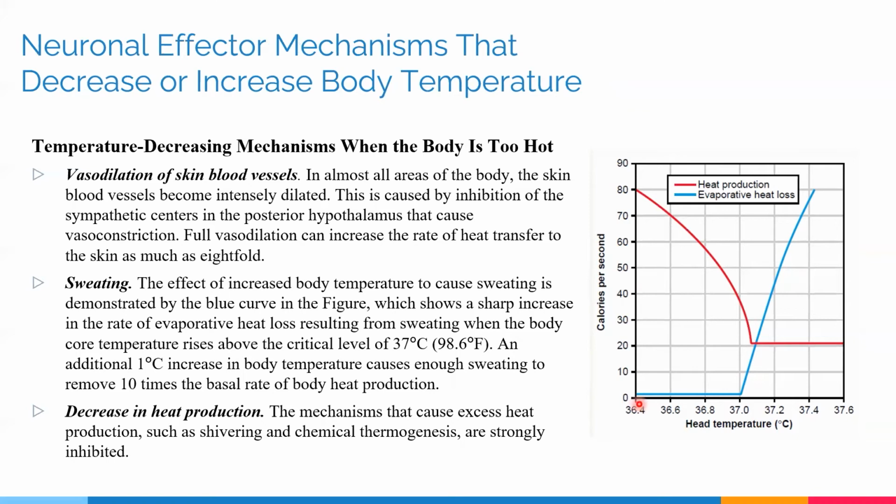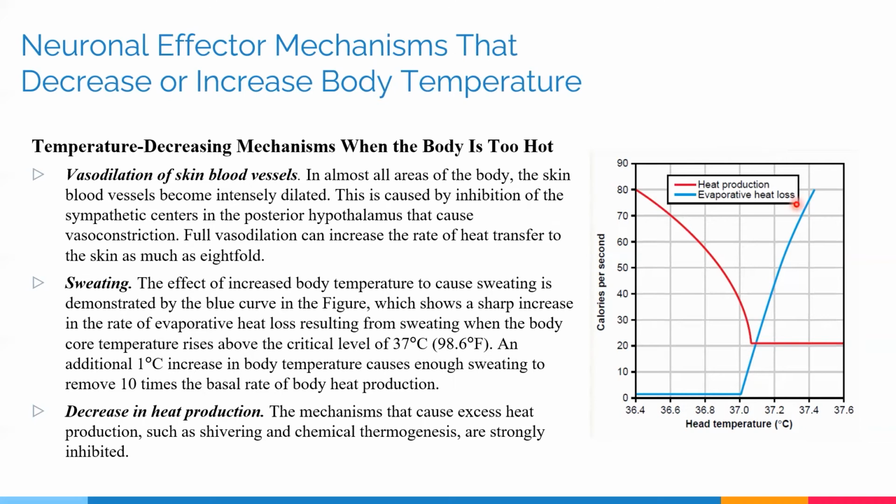If we follow the blue line, we can see evaporative heat loss is at a very minute level till 37 degrees Celsius. Just as the core temperature exceeds the normal 37 degrees Celsius mark, we can see a very sharp increase in evaporative heat loss. That is, the body is trying its best in order to lose the excess heat produced in order to bring the temperature down to the normal physiologic level.